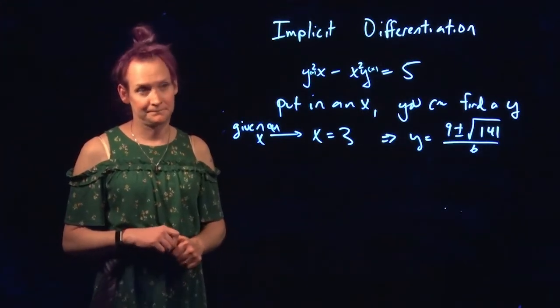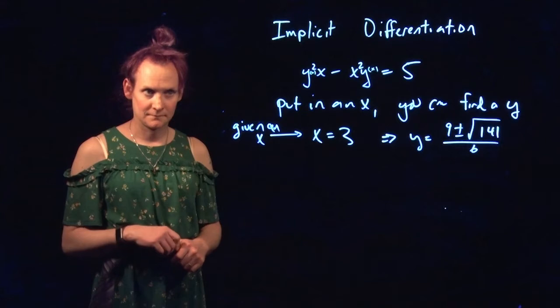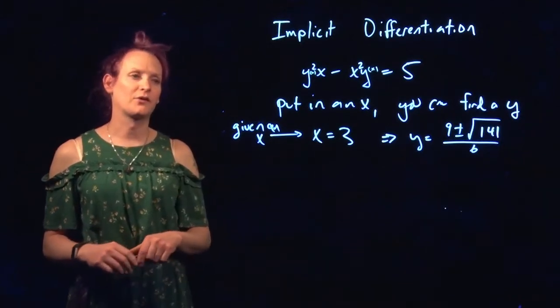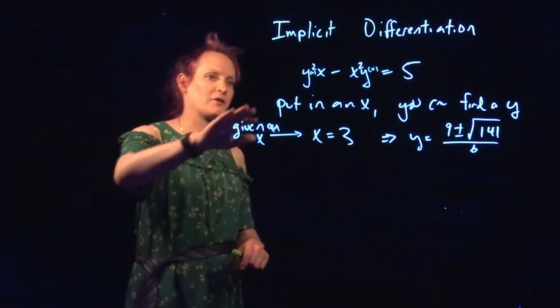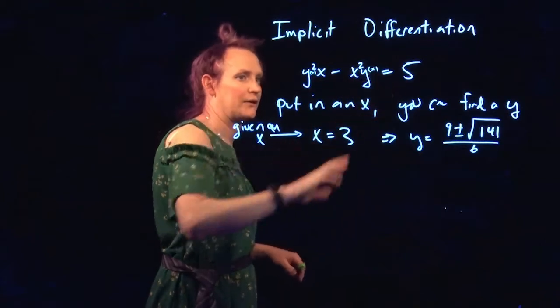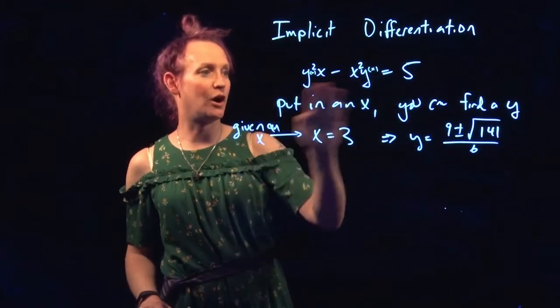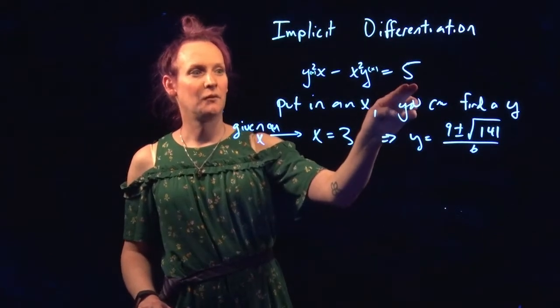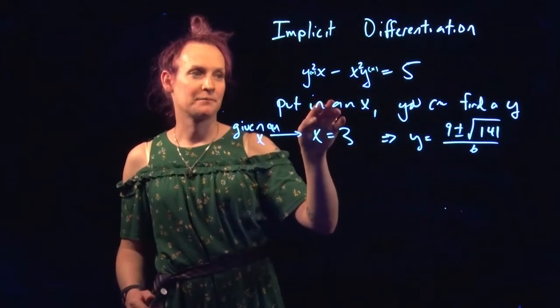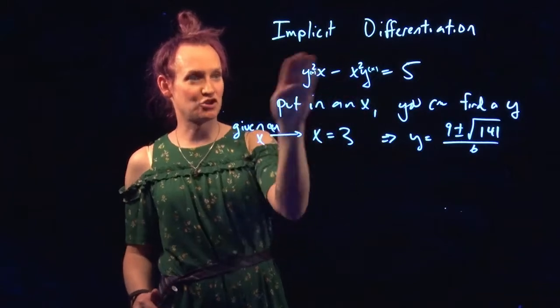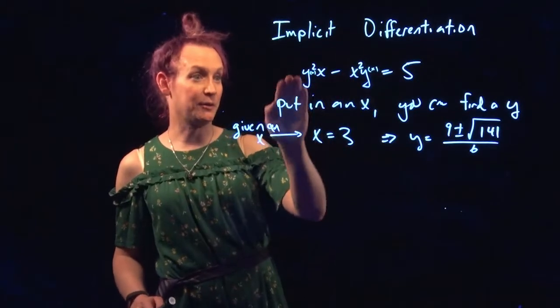So let's focus on taking the derivative of this expression right here. I have something equals something. This thing on the left-hand side always equals 5, which means that the rate of change of this expression right here is 0.